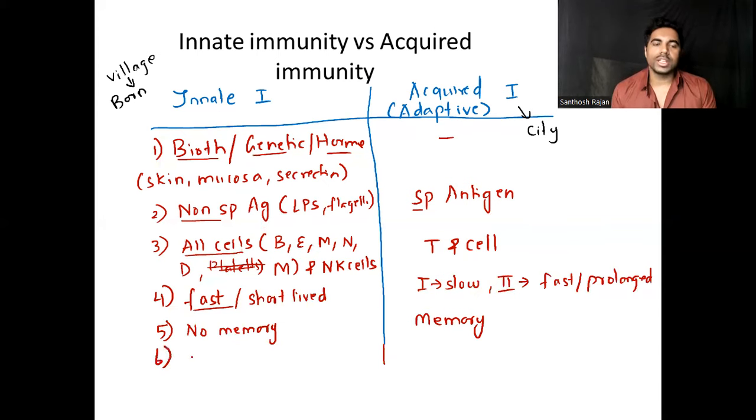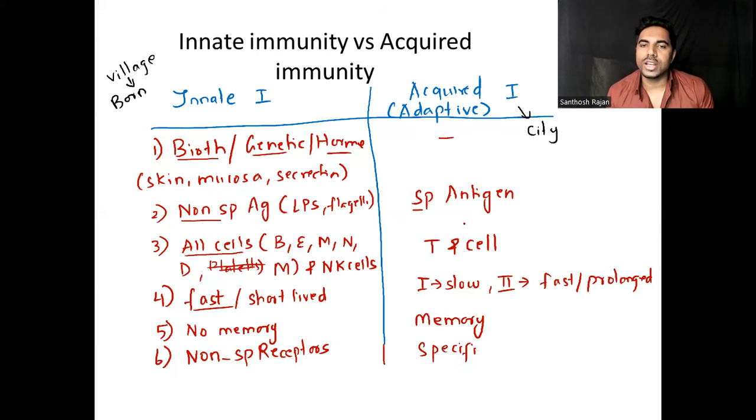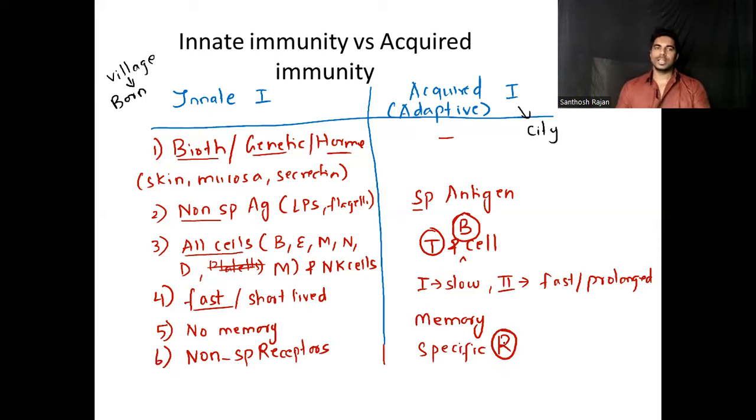And yeah, receptors. Here, for innate immunity, non-specific receptors. The receptors present on all these blood cells are non-specific. But here it is specific receptors. You have specific receptors for T and B cells. T and B cells are the most important cells here for adaptive immunity. Rest, all the cells are innate immunity. And here they have specific receptors. That's it. This is the main difference between your innate and acquired immunity.